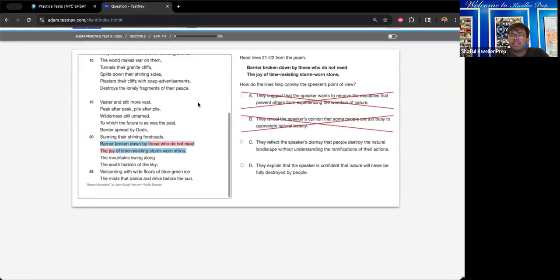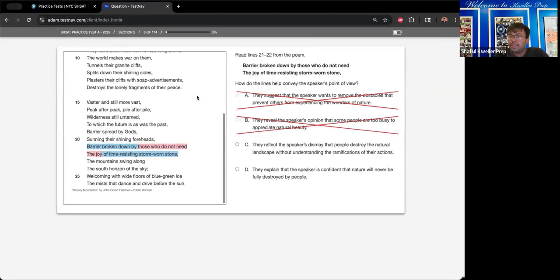They reflect the speaker's dismay that people destroy the natural landscape without understanding the ramifications of their actions. This is pretty close to what is going on, right? People are destroying the natural landscape, barriers broken down by those who do not need, it's literally people, without understanding the ramifications of their actions. Yeah, because here it's saying these people who are destroying it do not need the joy of time resisting a storm worn stone. It means they don't really care about nature, or they don't care about what's going to happen if they destroy it. So it should be C, but let's see.